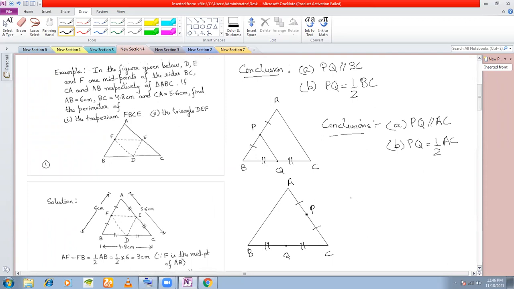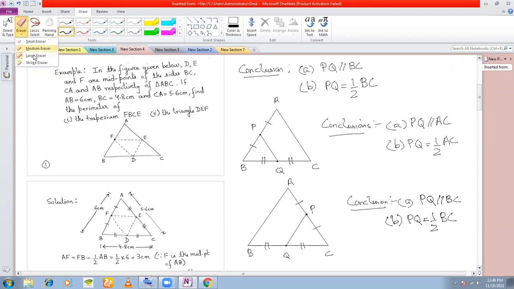So what should your conclusion be in this case? Anyone? What should your conclusion be? PQ parallel to AB. Yes, PQ is parallel to the third side. And what is the second conclusion? PQ is equal to half of AB. Yeah, the length of PQ must be half the length of AB. Sorry, not BC. It should be AB. PQ must be parallel to AB, and PQ must be half the length of the third side AB. This is what the midpoint theorem states.